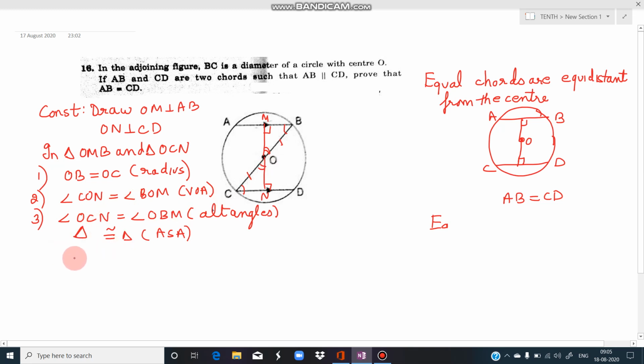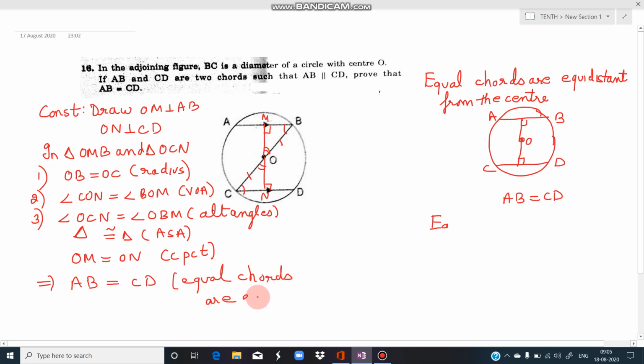So if the two triangles are congruent, I can say that OM is equal to ON by CPCT. So if the perpendicular distance of two chords is equal, what does that imply? This implies that AB is equal to CD. What is the reason? The reason we will write is that equal chords are equidistant from the center.